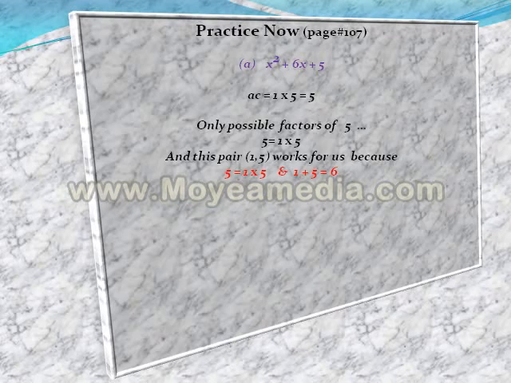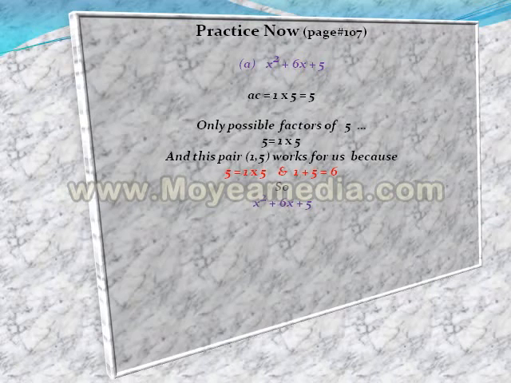Yes, it does. The first condition: we multiplied 1 and 5, we got the answer 5, which we are looking for. That was the first condition, remember? And the second condition is when you add these same two numbers, we should get the coefficient b, which is 6. The question is in front of you, 6x. So the coefficient of x, b, is 6. Both conditions are satisfied. So 1 and 5 is the pair we are looking for.